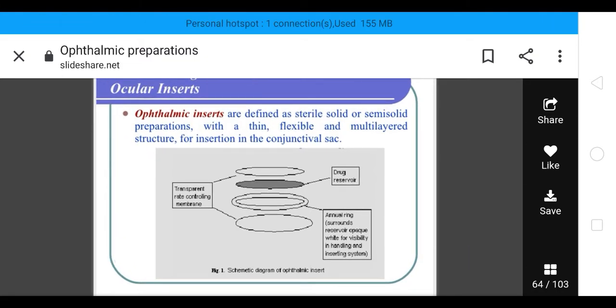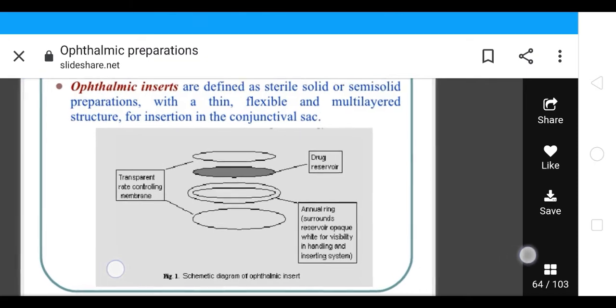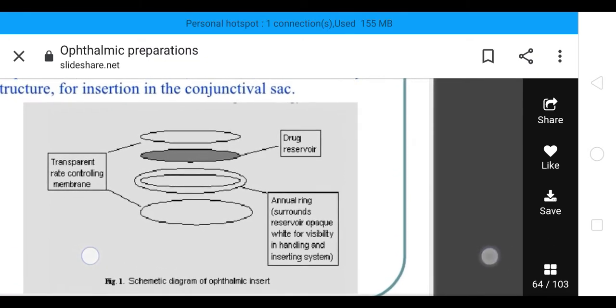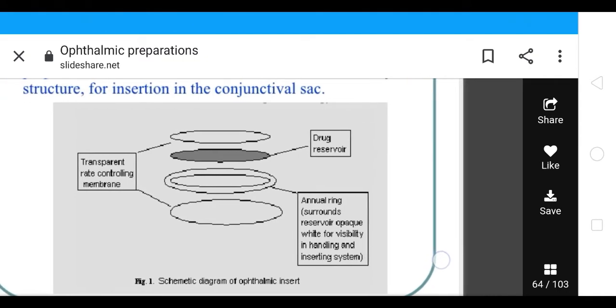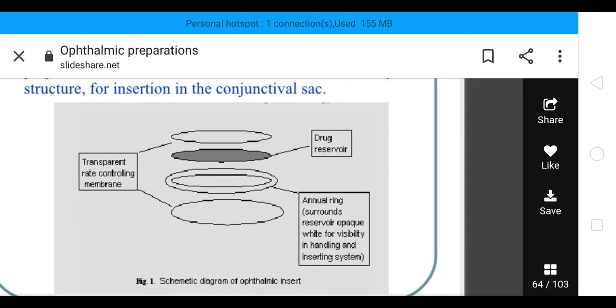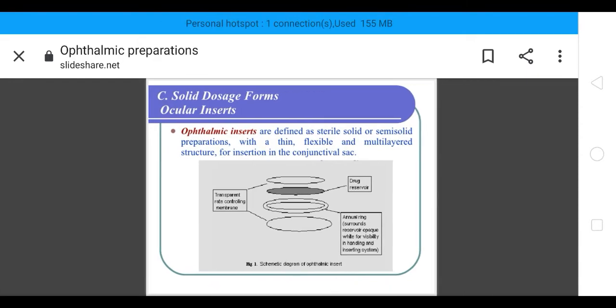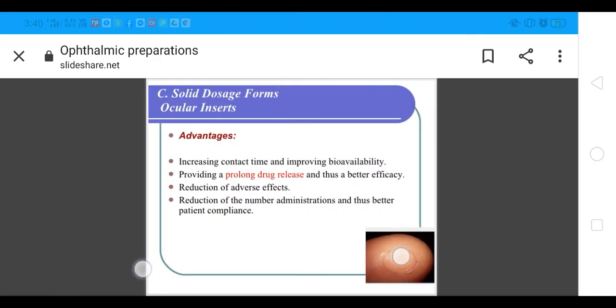It is called as Ocuserts. It consists of four rings. The outer two rings are called the rate controlling membrane, which is transparent, and in between the two transparent rate controlling membranes, we have the drug reservoir and the annular ring, which surrounds the reservoir, opaque white for visibility in handling and insertion. And this is the structure of ophthalmic Ocuserts.